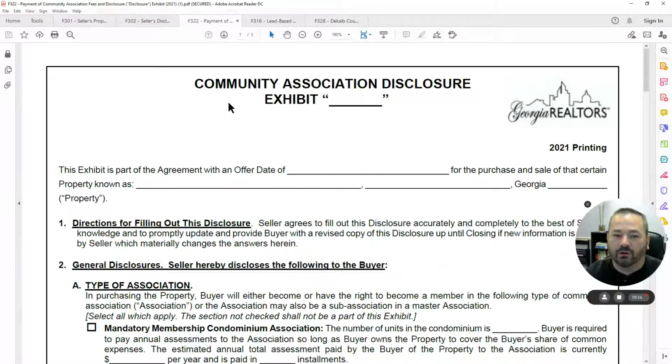The tertiary, or third, question that you're going to need to answer in here is, are there any pending assessments on the property? So those are all things you're going to want to know as a buyer coming in. Outside of the cost of buying the house, what's it going to cost me to live here? First part of the document follows exactly the same format. So we have our exhibit letter in here. This exhibit's part of an agreement with an offer date of. Again, we're going to leave that blank until we have an offer or a purchase binding contract for the property known as, and our address.